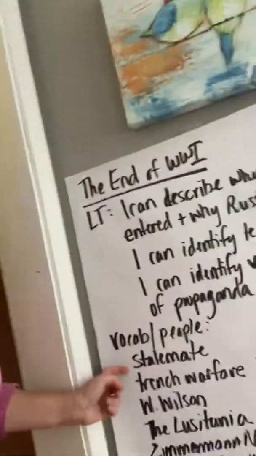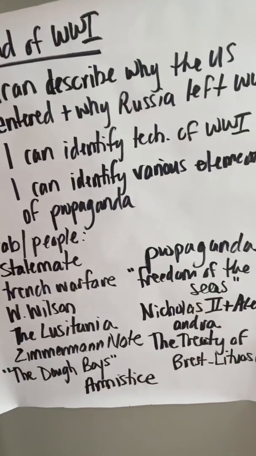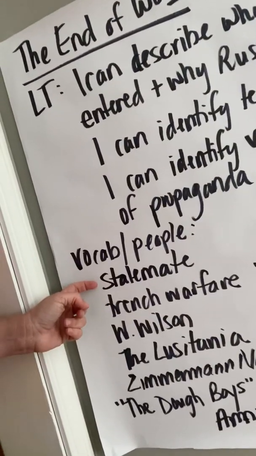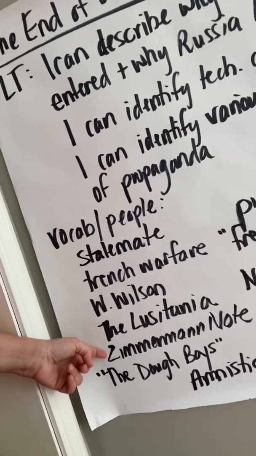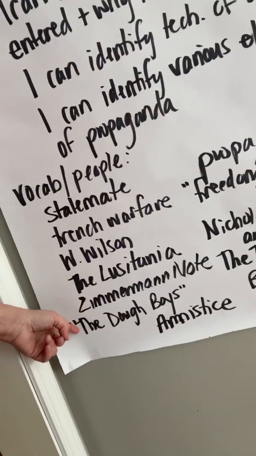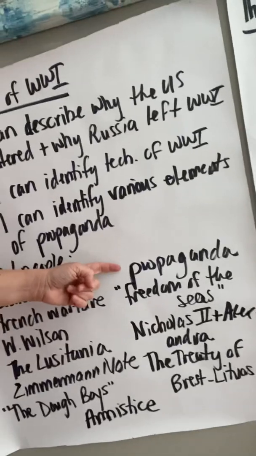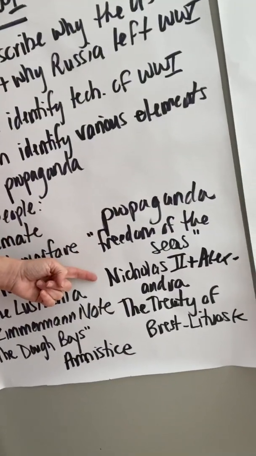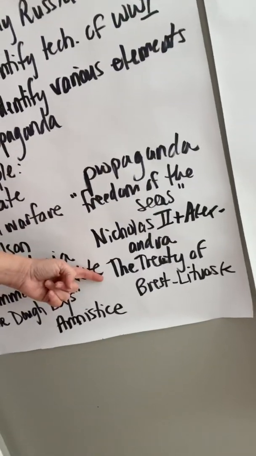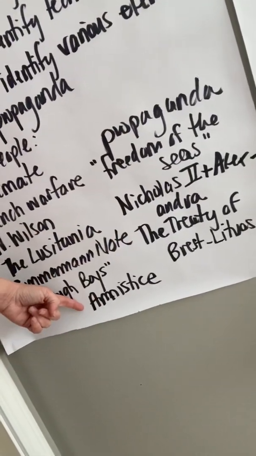And then the real work are all these names and people and vocabulary words. Stalemate, trench warfare, Woodrow Wilson, the Lusitania, the Zimmerman Note, Doughboys, propaganda, freedom of the seas, Nicholas II and Alexandra, the Treaty of Brest-Litovsk, and armistice. So let's go back to the Google Slides.